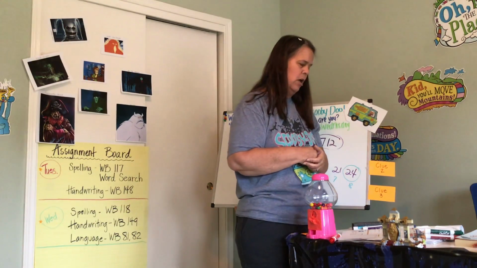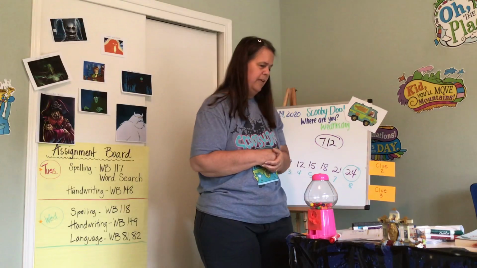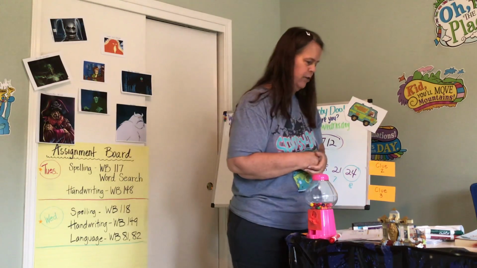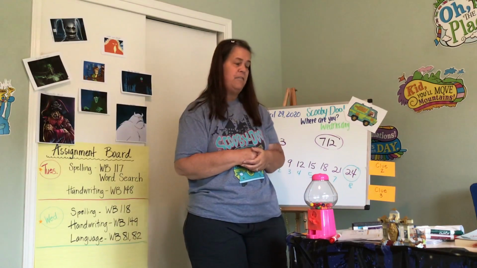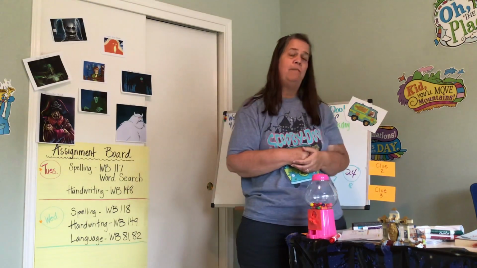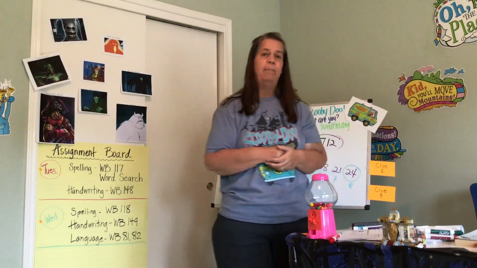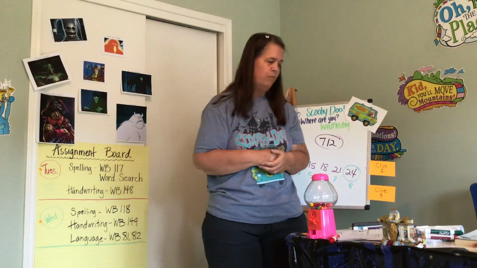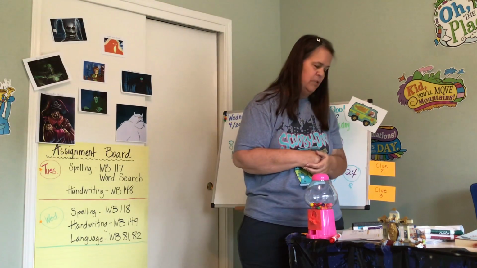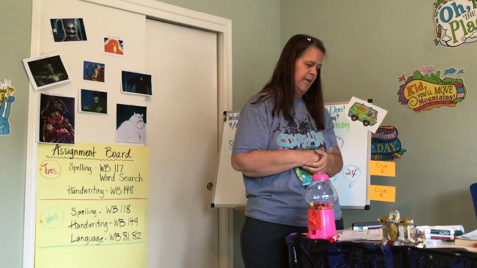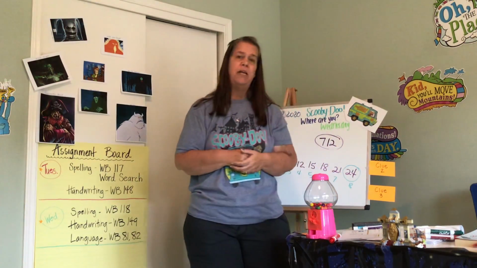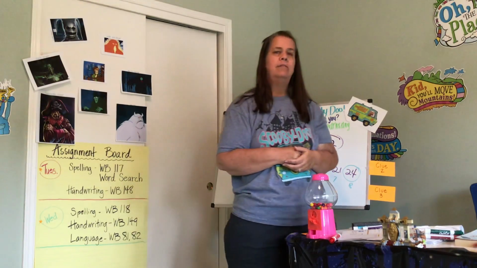Number 7, Max earns $3 each week. If he saves all of his money, how many weeks will it take him to save $15? Okay, so he needs to get to 15. How many 3's are in 15? 15 divided by 3 equals 5 weeks. Very good. Number 8, Rita saves $5 each month. How much will she save in 4 months? 5 times 4 equals 20.